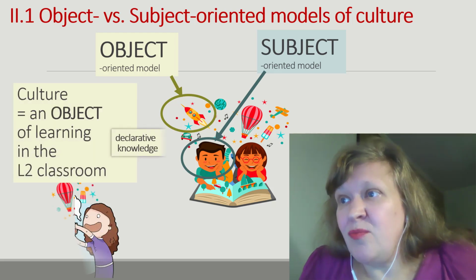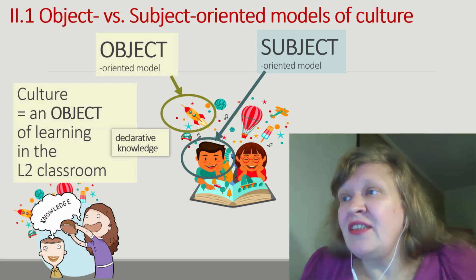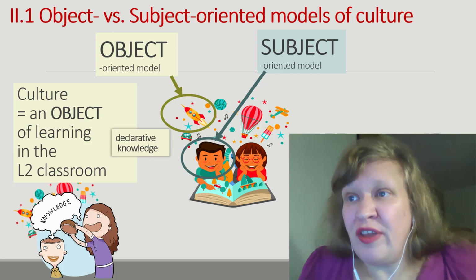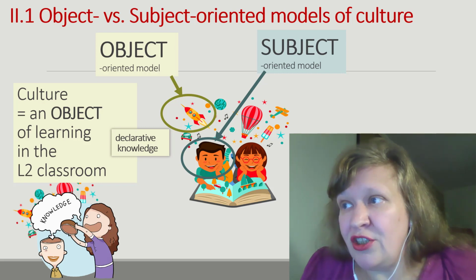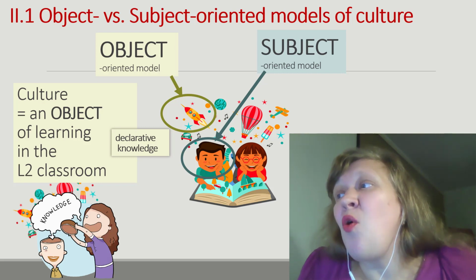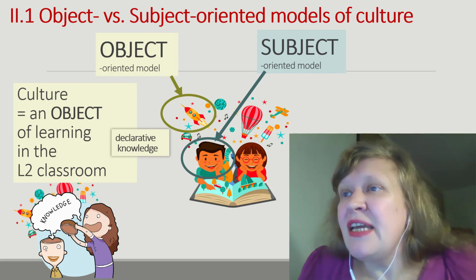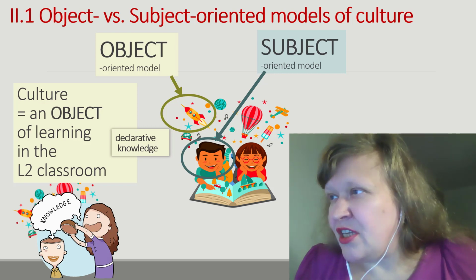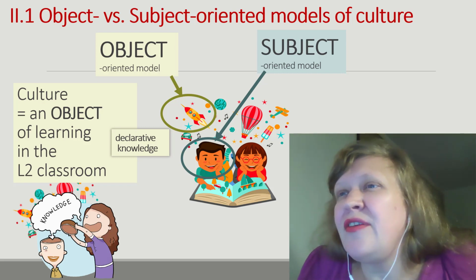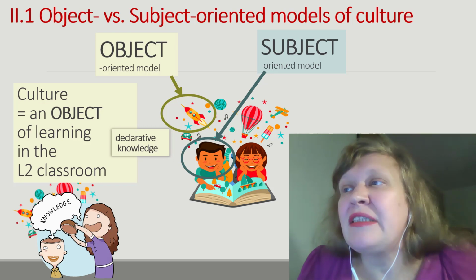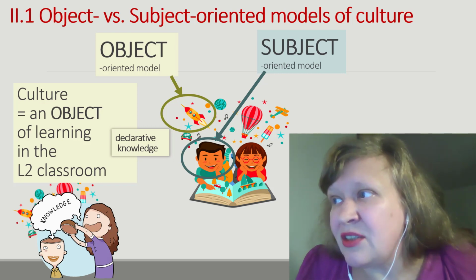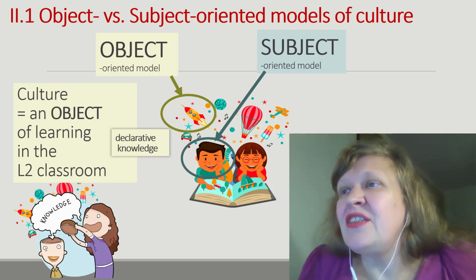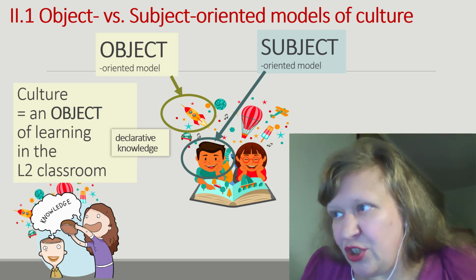The object-oriented model presents the target culture as a collection of information. We call this kind of knowledge declarative knowledge, opposed to performance or procedural skills. It may include various culture-related information such as history, geography, literature, national achievements, political system, traditions, dress, customs, festivities, habits, and values shared by the societies speaking the target language.